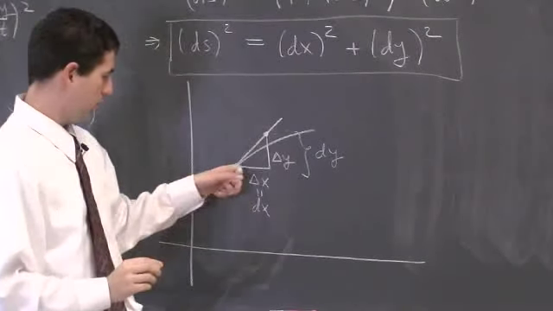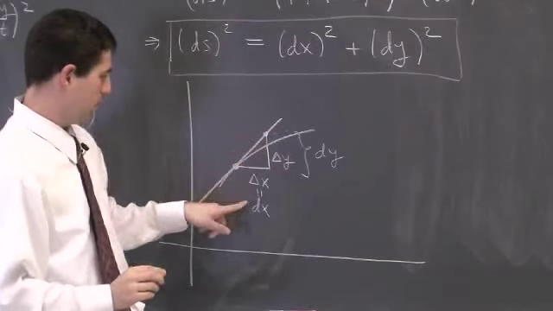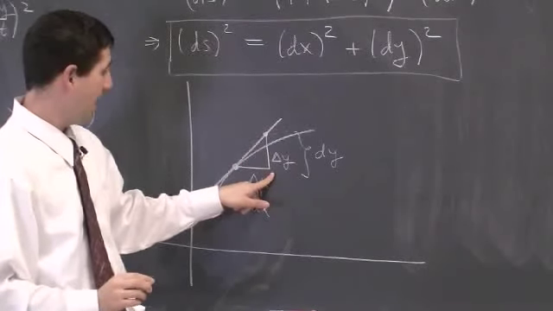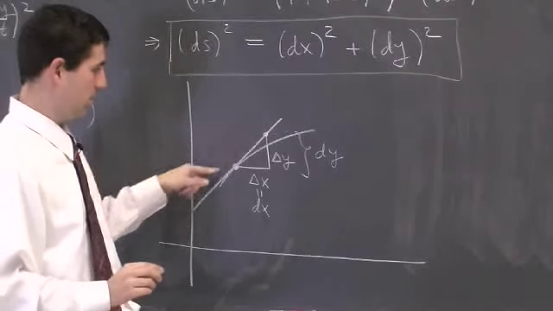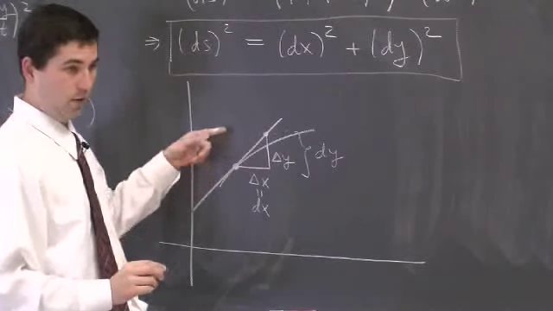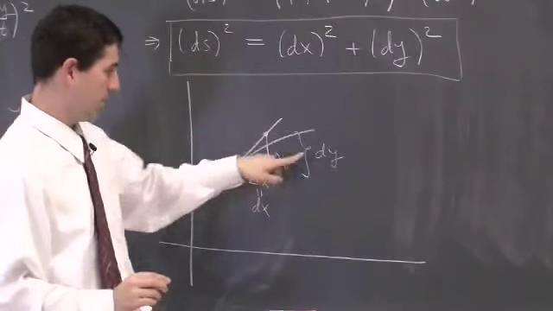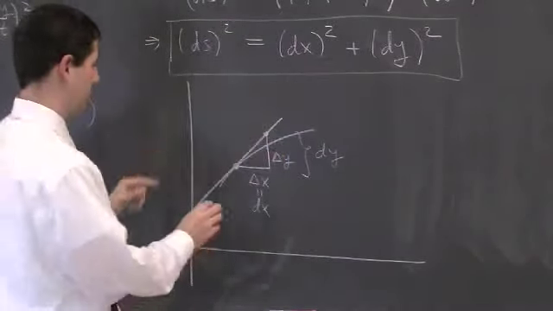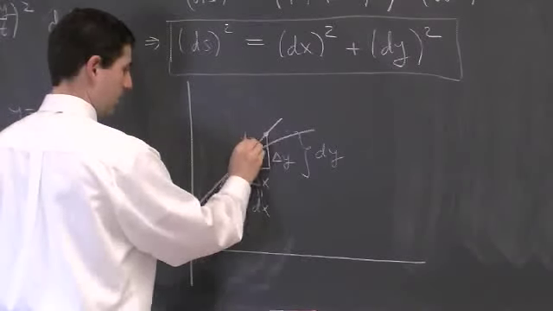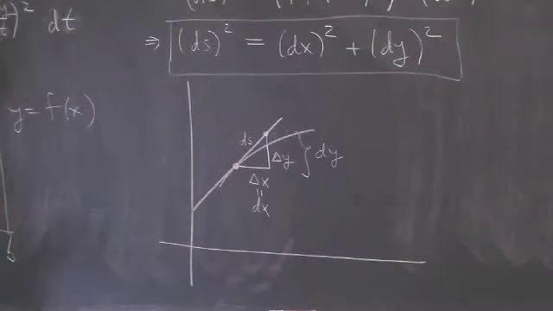So you have a right triangle with base dx and height dy. So we know that the hypotenuse is what? Well, we know the square of the hypotenuse is dx squared plus dy squared. But we already know what that is. dx squared plus dy squared is ds squared. So the hypotenuse of that triangle must be ds.